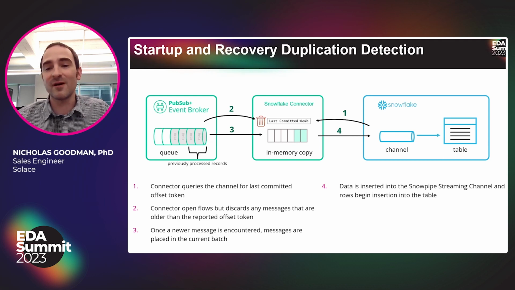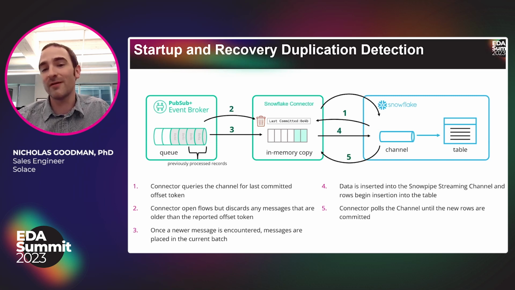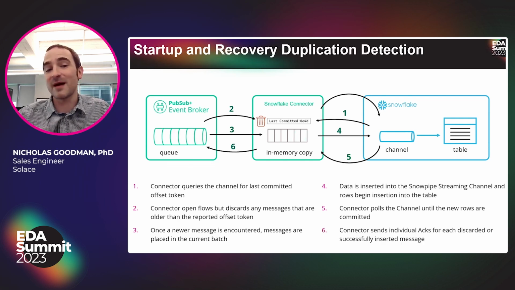push them over to the Snowflake channel, and the process continues as before, where we then poll the channel for the last committed offset token. And once we've reached the batch offset, we will commit the entire batch at once, now deleting the previously consumed records as well as the new records that have just freshly been inserted into the table.